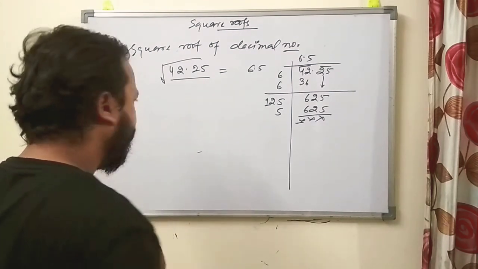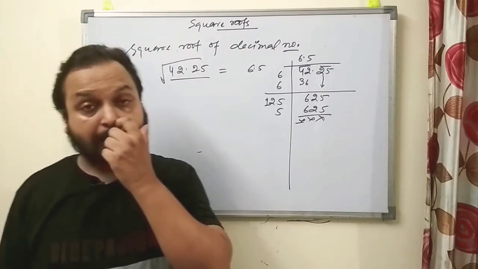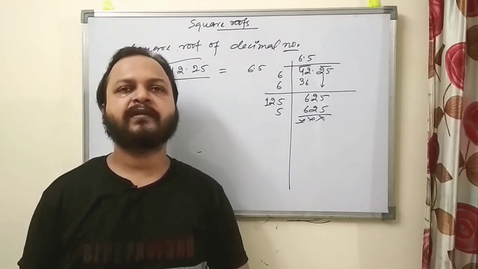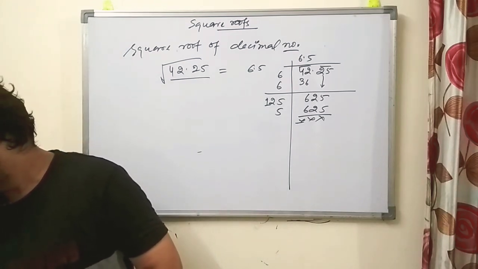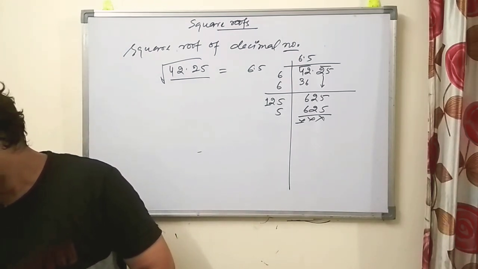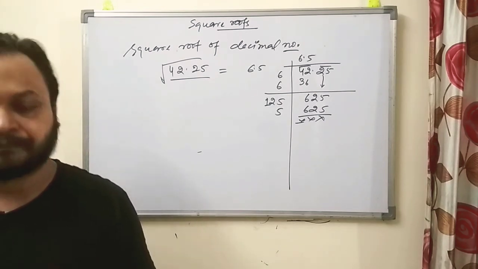So if you have to find the square root of any number, just follow the long division method and you can easily get the values.